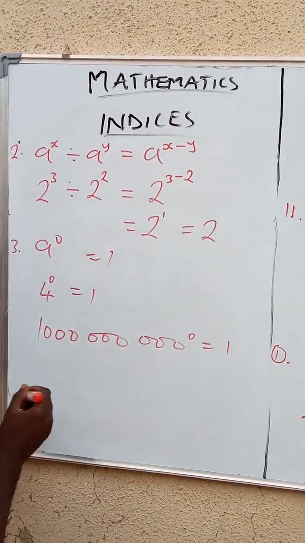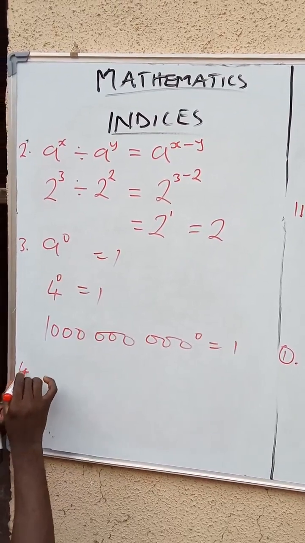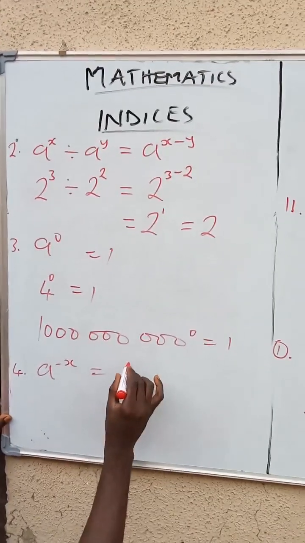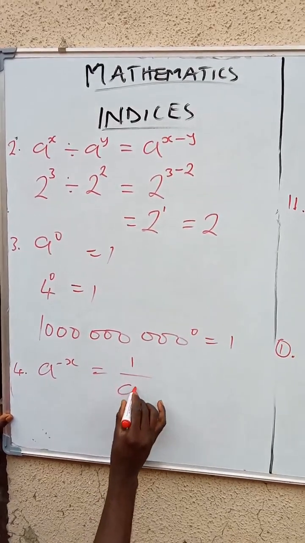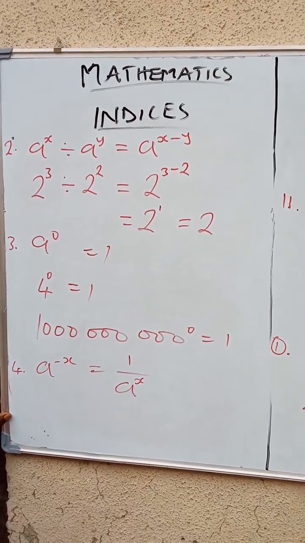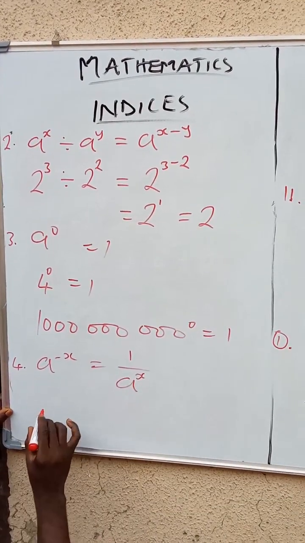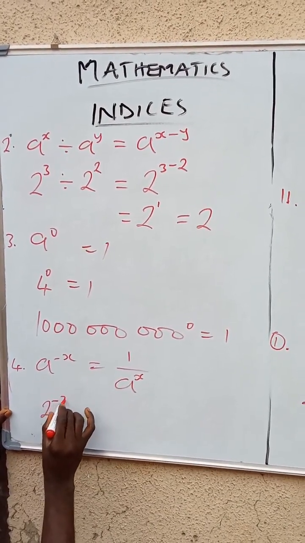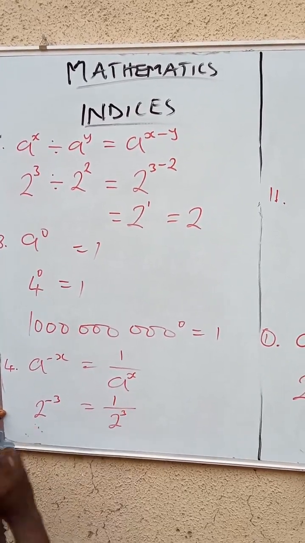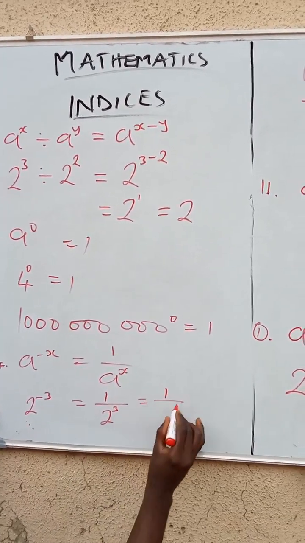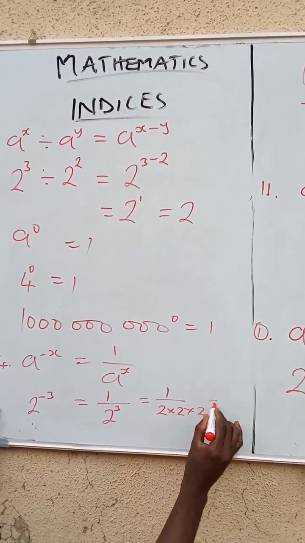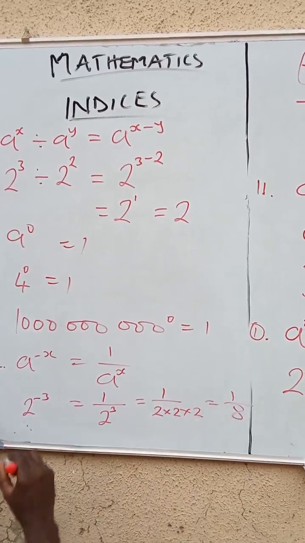When I say the third one, we said negative power law. I said that a raised to the power of x is the same thing as 1 over a raised to the power of x. For example, 2 raised to the power of minus 3 is the same thing as 1 over 2 raised to the power of 3, which is 1 over 2 times 2 times 2, which is 1 over 8.